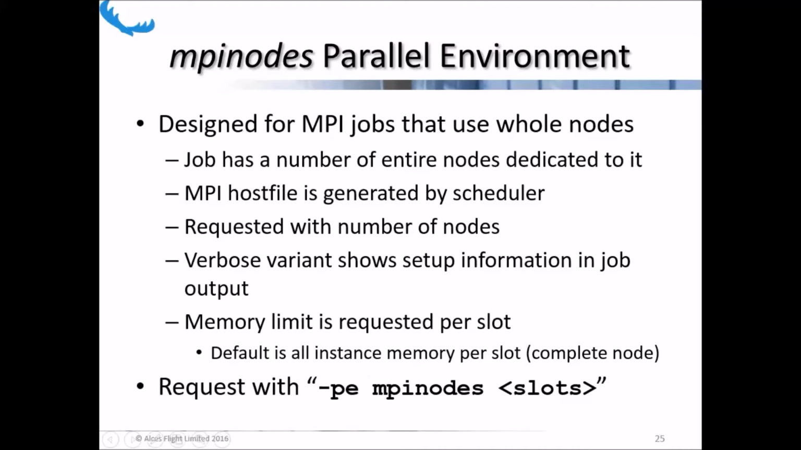The mpinodes parallel environment allows users to request entire nodes for MPI jobs that prefer to run on dedicated hosts. Use the -pe mpinodes parallel environment with the number of slots or complete nodes that you want to allocate to the job. Memory allocations are performed to allow all of the memory in the compute node instance included in the job to be used for your parallel job.